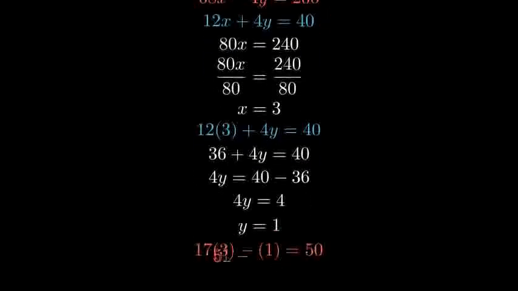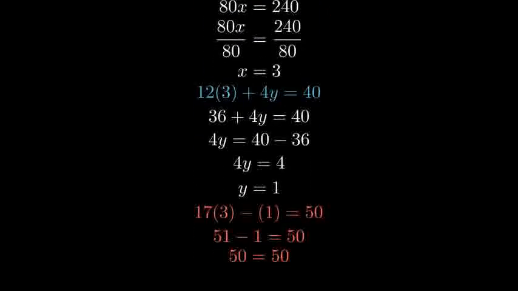If you want to check to make sure you have the correct answer, you can take both x and y and plug those values into the other equation just to see if that is indeed correct. So, 17 times 3 minus 1 equals 50.